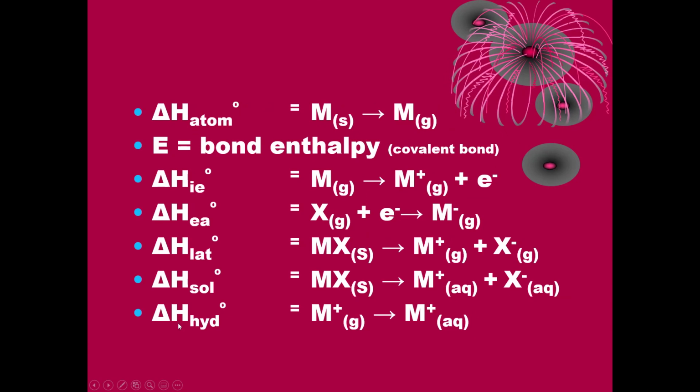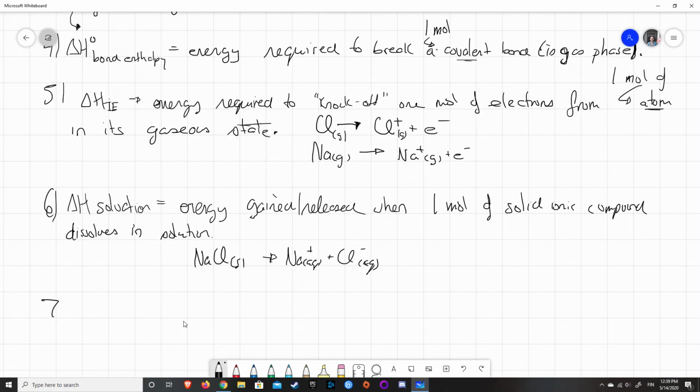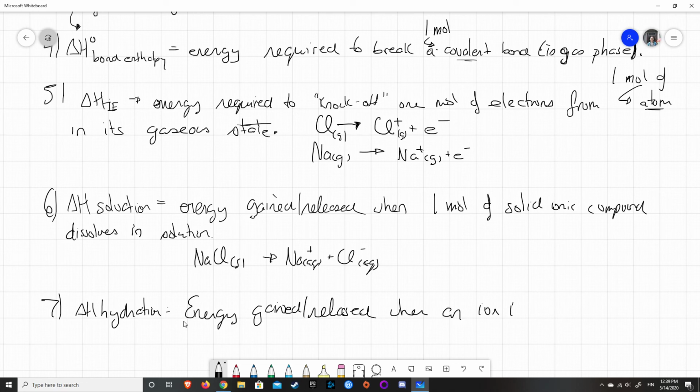But then we've also got one more, delta H of hydration. And that'll be energy gained or released when an ion is hydrated in solution.